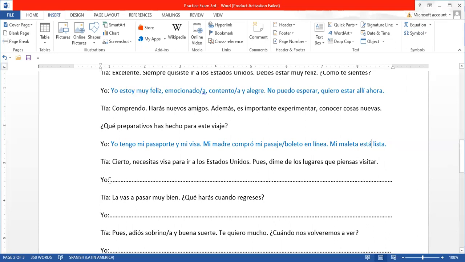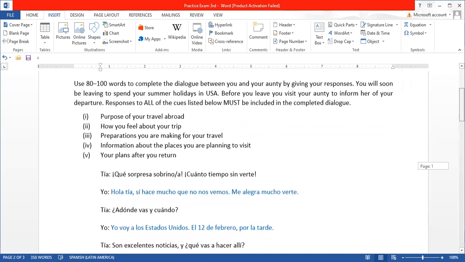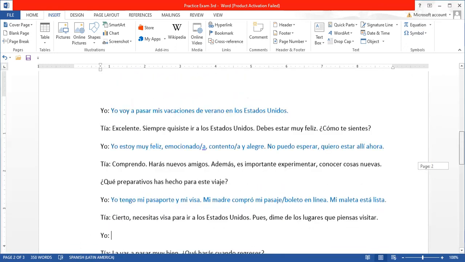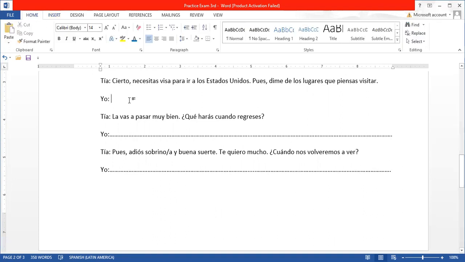So it says cierto. What is cierto? Muy bien. True. You need a visa to go to United States. Pues dime de los lugares que piensas visitar. So you know there are many places. You are going to talk about the places that you are thinking on visiting. And that's our fourth cue. So information about the places that you are going to visit. You know that in the United States, there are many places that are famous. Yes, definitely. The first one is Disneyland.